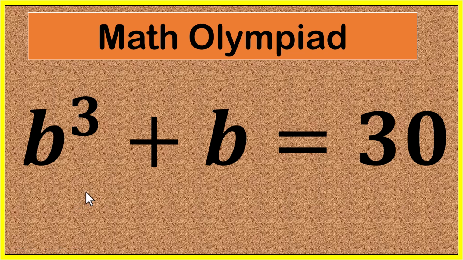All right, so let's solve for this question. Okay, so we have b cube plus b equals 30.